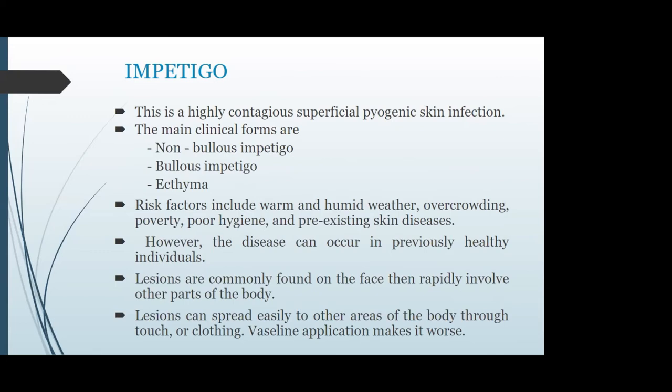So it's common in our environment where you see overcrowding, poverty, poor hygiene, and those that have pre-existing skin lesions. For example, those that have atopic dermatitis that have been itching the skin and have breached the integrity of the skin could have a superimposed bacterial infection and an impetigo over that. So it can occur in those with pre-existing skin conditions, and it can also occur in previously healthy babies. The lesions are usually found on the face, and then it spreads to other parts of the body. And just as I said, it's highly contagious, so the lesions can spread easily through touch or through clothing.